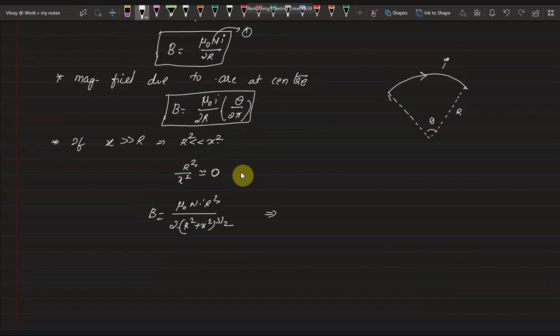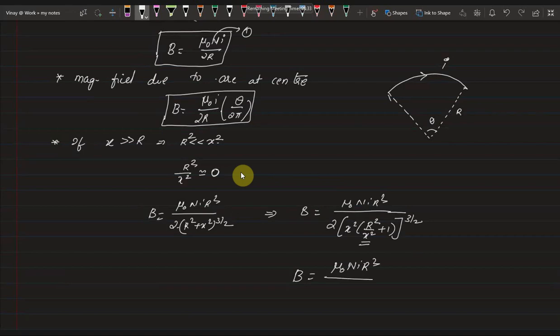Now please remember, from this equation, I will take x square as common. If I take x square as common, then what is this value? So 2 into, first term is (r square by x square plus 1) whole to the power of 3 by 2. But tell me, what is the value of r square by x square? 0. Right? Then magnetic field B is equal to mu naught n I r square by 2 into (x square) whole to the power of 3 by 2.